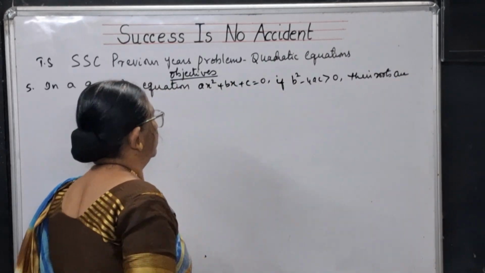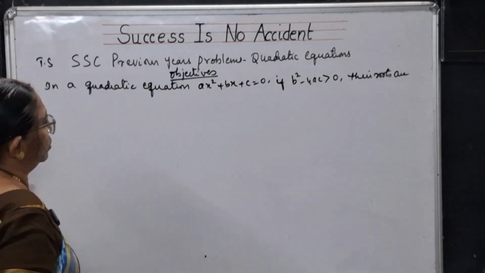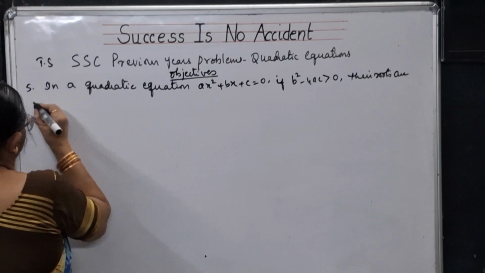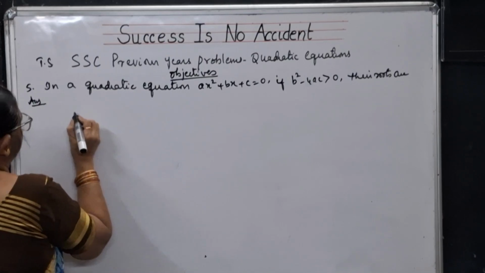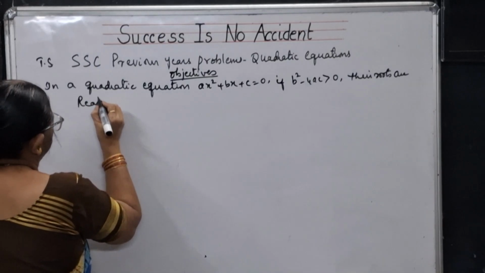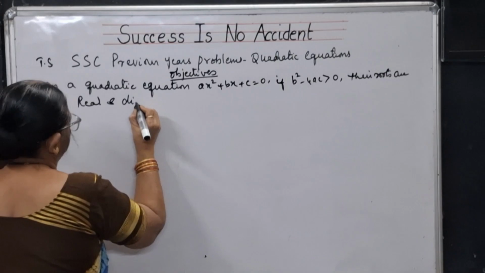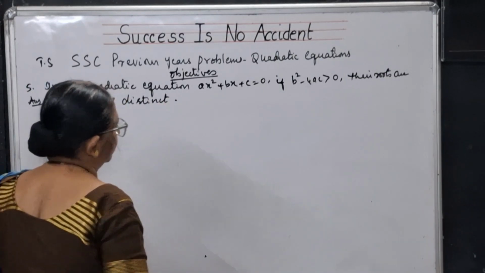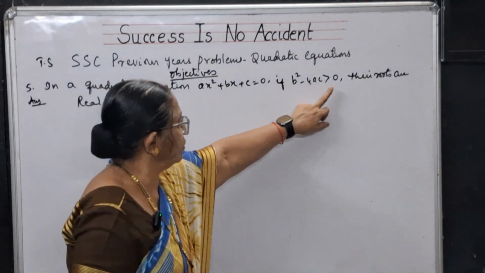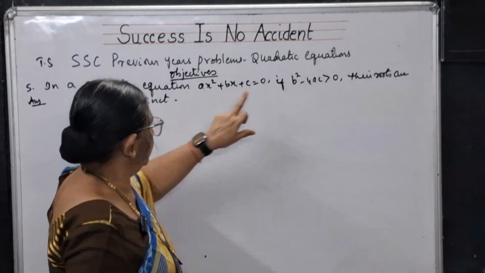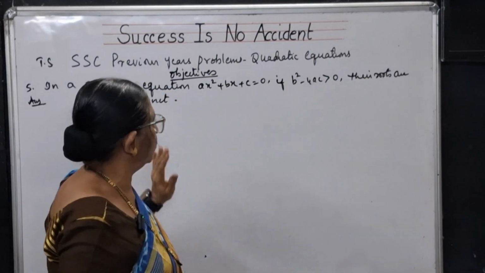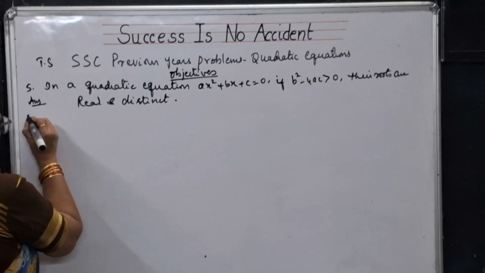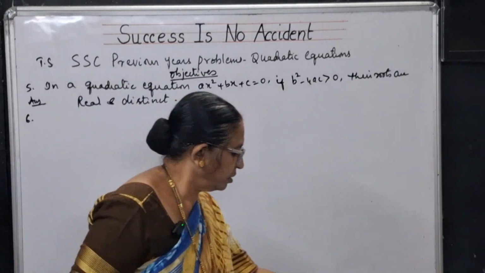What type of roots, children? When b square minus 4ac is greater than 0, so what is the answer that we will be getting? They are real and distinct. Why? Because b square minus 4ac is greater than 0. If they are equal, you will be getting real and equal. So this is the fifth one.